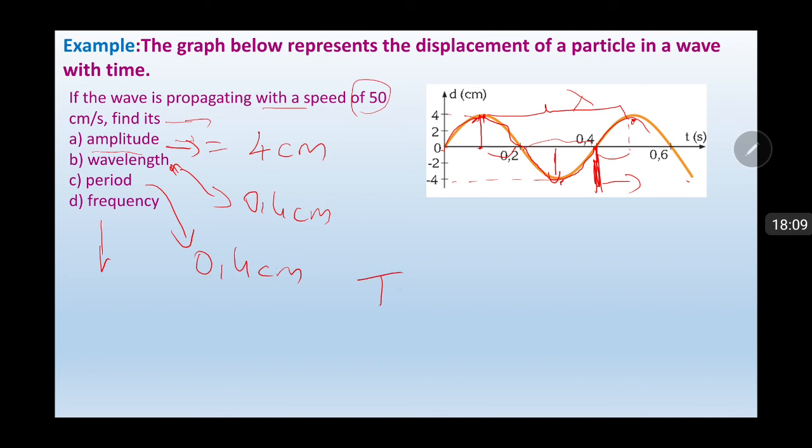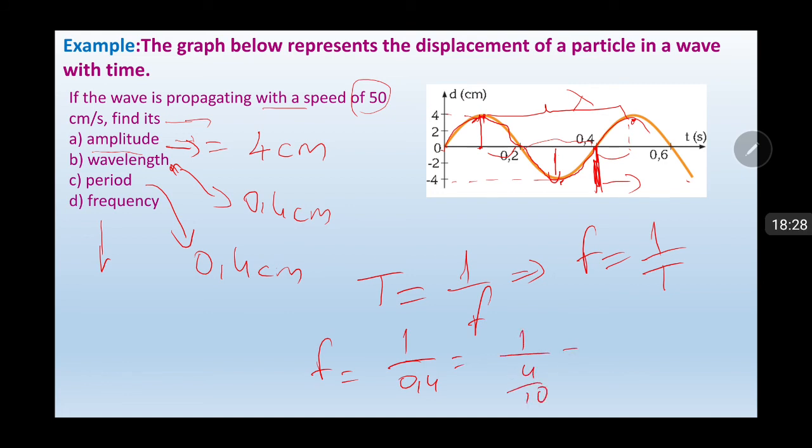And for frequency, we will use only one equation. If you remember, period equals 1 over frequency. We find frequency equals 1 over period. Frequency equals 1 over 0.4, which is 1 over 4 over 10, equals 10 over 4 equals 2.5. Is the unit centimeter? No. Frequency is in hertz.